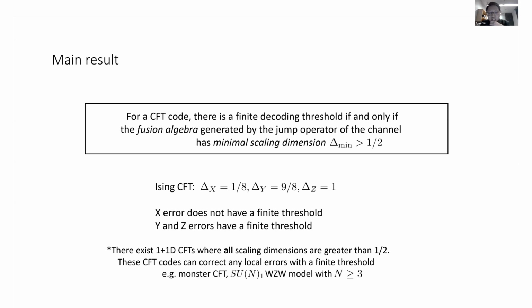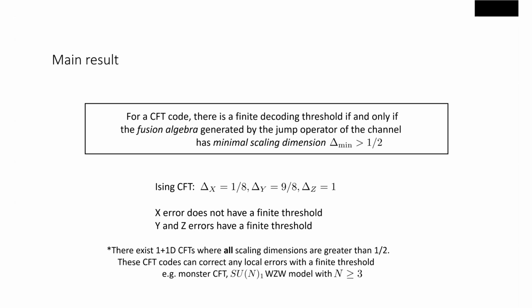If you violate this condition, that means delta is smaller than 1/2. You only have 0 threshold. Sorry, I misspoke. If you satisfy this condition, you said there's a threshold. So what is the value of that threshold? Oh, okay. Yeah, it depends on the models, but for the Ising model, the threshold is 1. Like it can correct the maximal amount of error. I see. Yeah, it depends on the model, but this result only tells you if you have a finite threshold or not. I see.